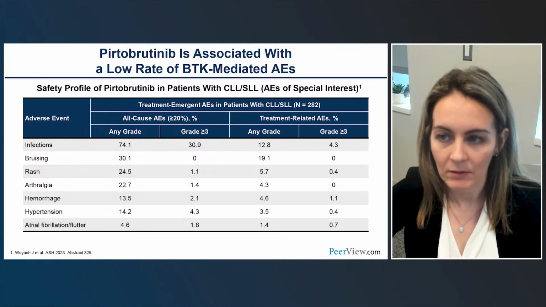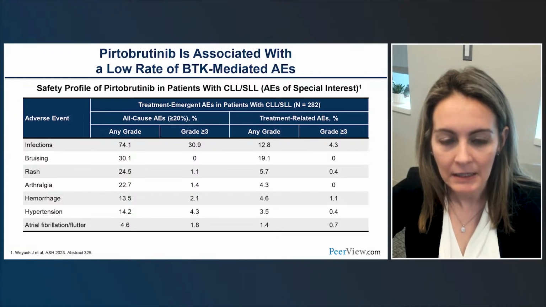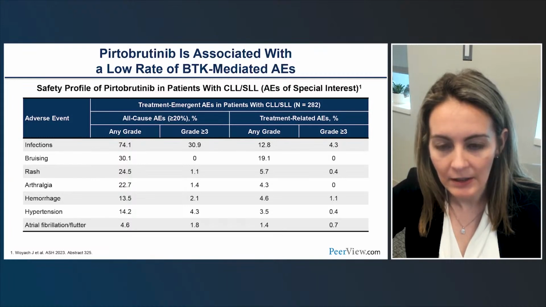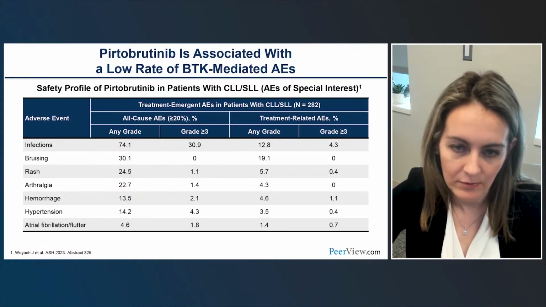Hypertension is also a common AE seen with covalent inhibitors, and so was explored as an AE of special interest here. 14% with any grade hypertension on the Bruin study and 4.3% with grade 3 or higher. And then you'll see other AEs here. I'll highlight hemorrhage, which grade 3 or higher hemorrhage was 2.1% on the Bruin study.